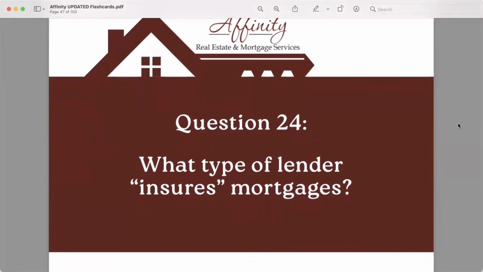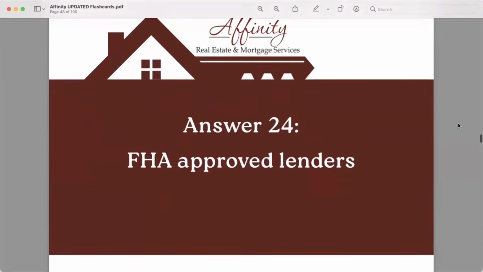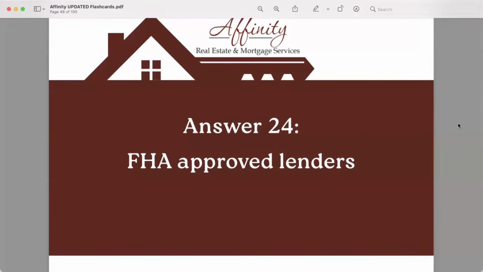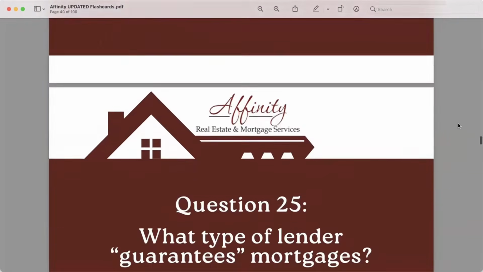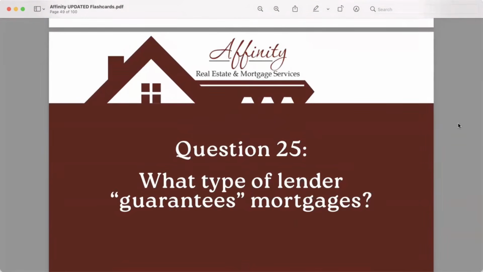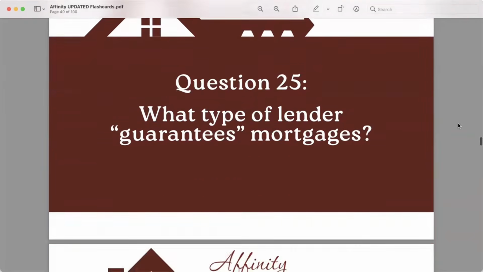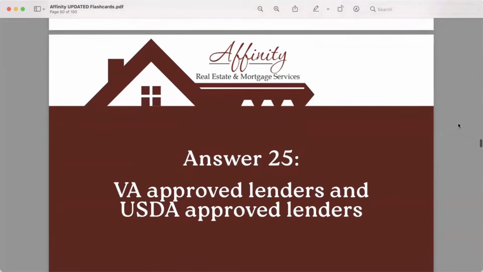Question number 24. What type of lender insures mortgages? The answer is FHA approved lenders. Question number 25. What type of lender guarantees mortgages? The answer is VA approved lenders and USDA approved lenders.